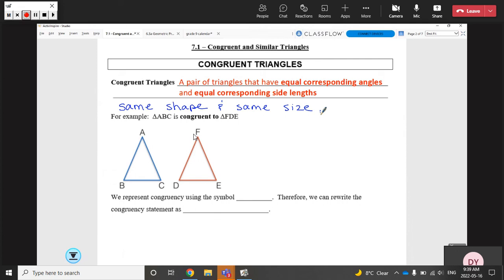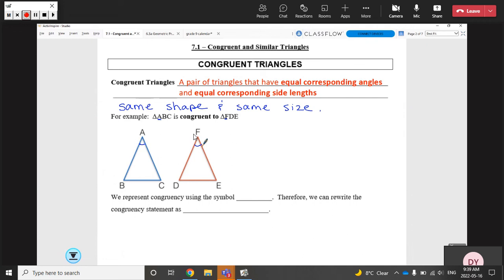Okay. Now it says here, for example, triangle. See how they write this? Triangle ABC. So you start at the top. ABC is congruent to triangle FDE. A lot of the times, the textbook always sets us up nicely for this. When you're talking about a pair of triangles, the order in which they're expressed shows you that the first one, angle A here, will correspond with the first one, angle F.